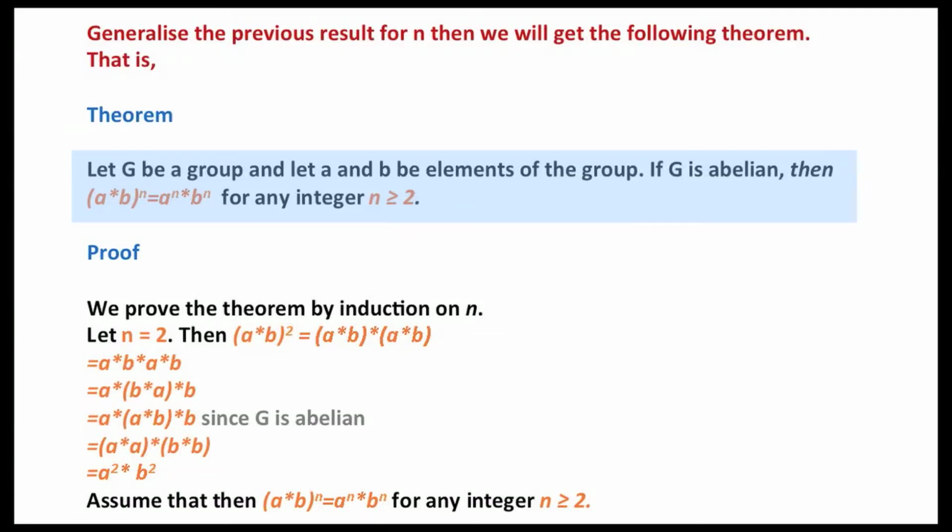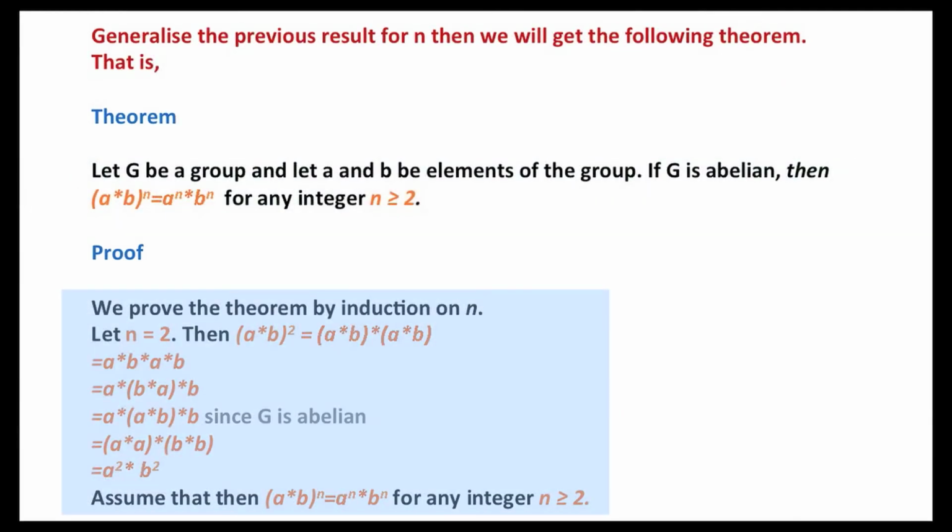Let G be a group and let a and b be elements of the group. If G is abelian, then (ab)ⁿ is equivalent to aⁿbⁿ for any integer n greater than or equal to 2. Proof. We prove the theorem by induction on n.